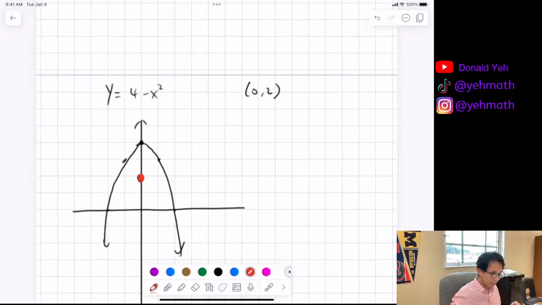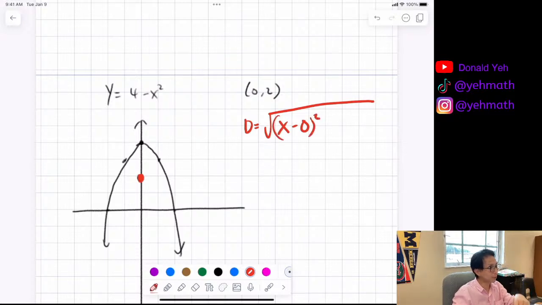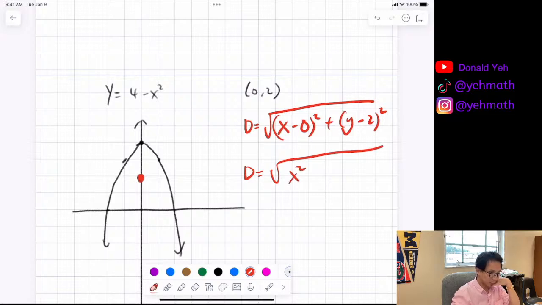Now, can I use this? So I'm going to say distance. Now we compare to the function, which is x, right? So it'll be x minus 0. Why minus 0? Because we compare to (0, 2), right? Plus y minus 2. Does that make sense? But what is y? Do we know what y is? y is 4 minus x squared.